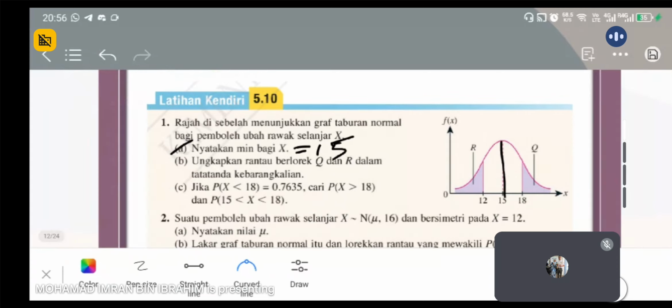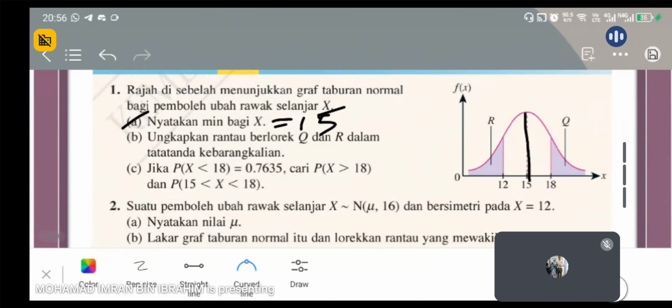Right. So for question B, express the shaded regions Q and R in probability notation. Okay. You guys also check, because I did this. Your mean is 15. And then right now, B: express the shaded regions Q and R.